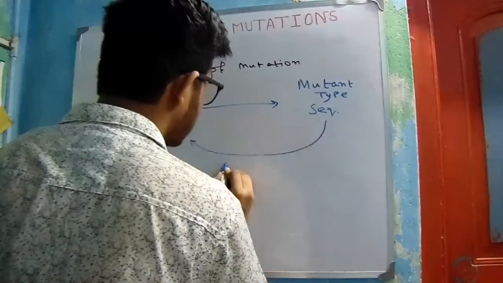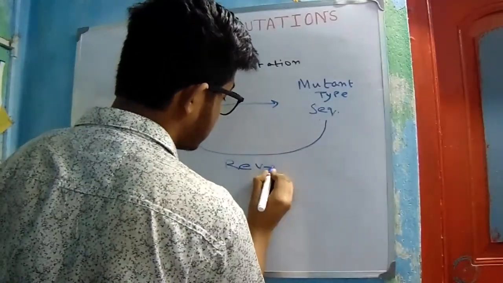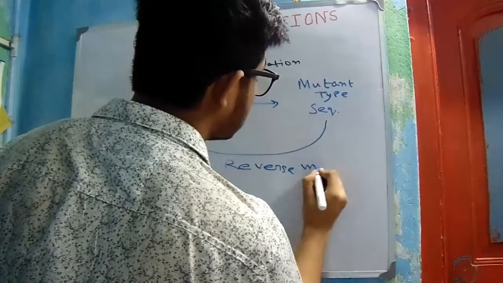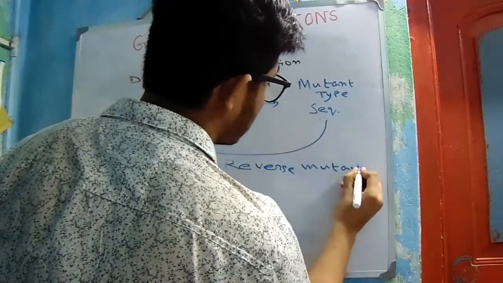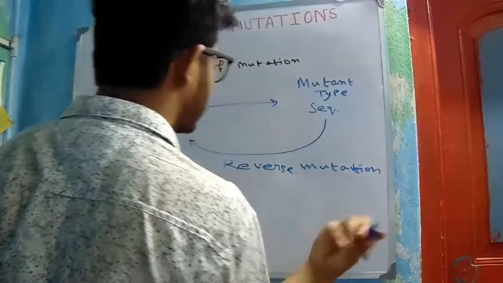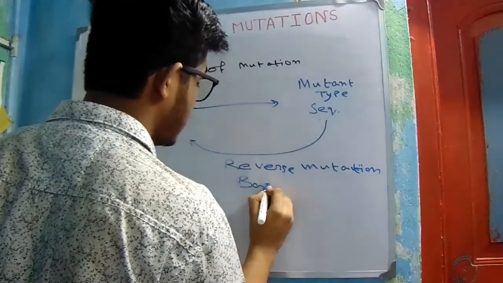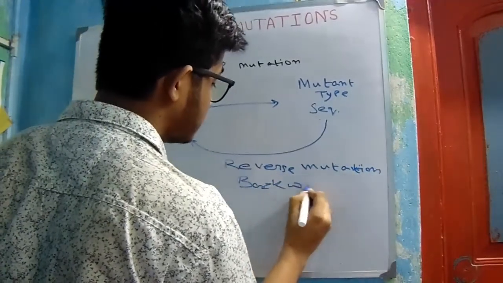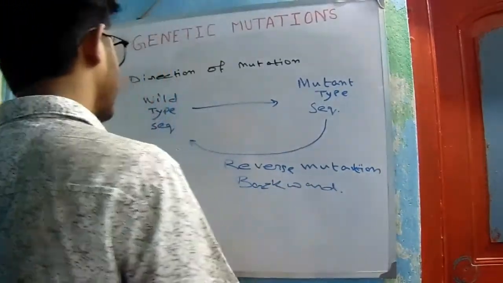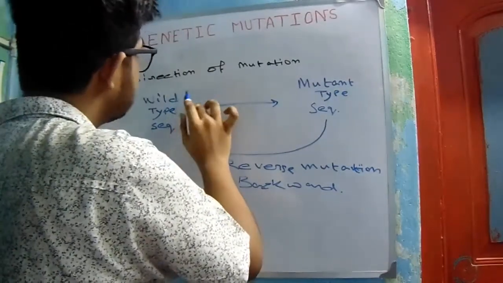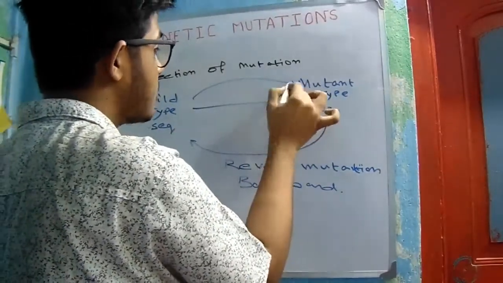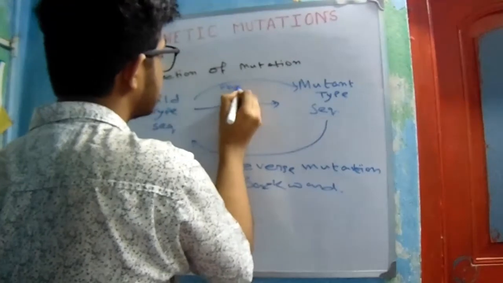It is called reverse mutation, or you can say backward mutation, as it's going backward. And from the wild type sequence to mutant type sequence is called forward mutation.